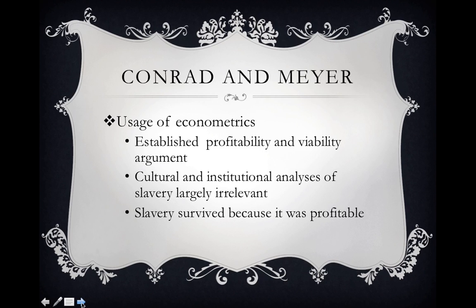They also show that any historical analysis of the slave system that introduces cultural and institutional forms to the analysis is largely irrelevant. That the most important thing to understand about the slave labor system was that it was profitable and it was a comparable system to other investments. Talking about culture and other types of institutional applications in the analysis of the viability of slavery, they argue, is irrelevant because slavery continued to exist because it was profitable. If it had stopped being profitable, then it would have stopped existing.